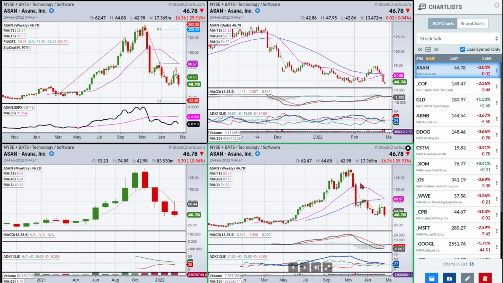So as long as we stay below this 18-week line, I think this stock is going to have a very difficult time. We can see the MACD is clearly in a downtrend below the zero line now. So if it can stabilize here, potentially, maybe it can try and turn. But I think it's going to take several weeks of that kind of stabilization to really put a bottom in.